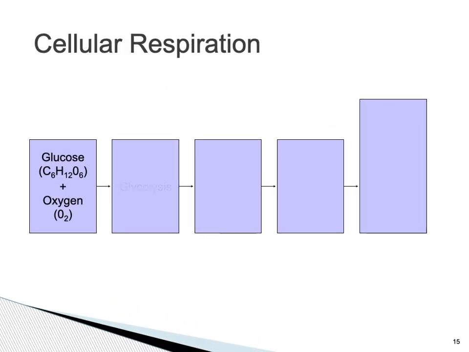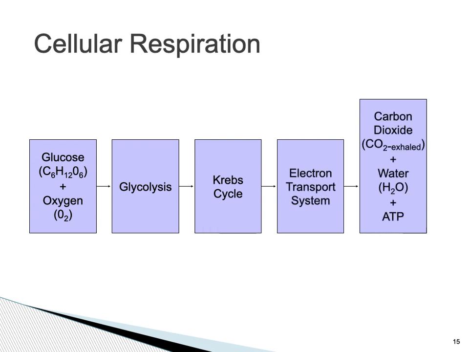It's a 3-step process. Glucose plus oxygen that you breathe in, you dump into glycolysis, which then goes to the Krebs cycle, which then goes to the electron transport system. You're going to exhale some carbon dioxide, you're going to make some water, and you're going to make a total, under ideal conditions, of 38 ATP.